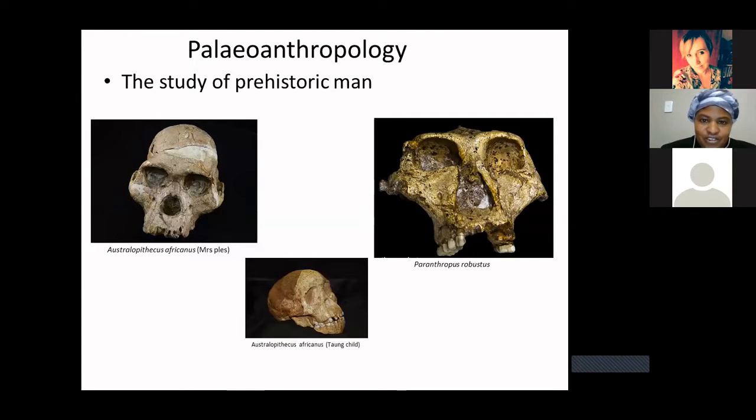Paleoanthropology means the study of prehistoric humans. It is a subdiscipline or a division within paleontology, because paleontology has more than nine divisions if you really break it down: botany, vertebrate paleontology, invertebrate paleontology. The examples I have indicated here are Australopithecus africanus, as well as Paranthropus robustus.